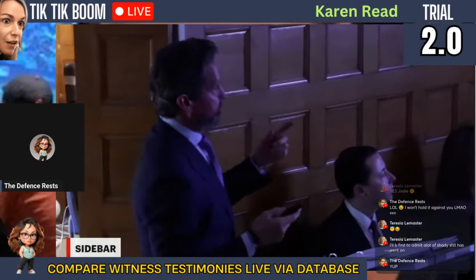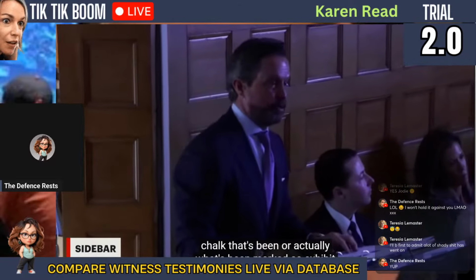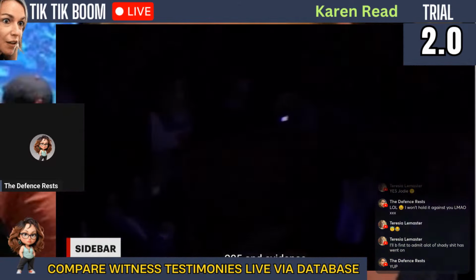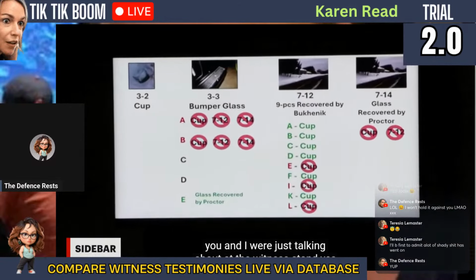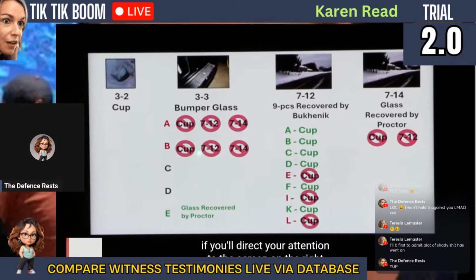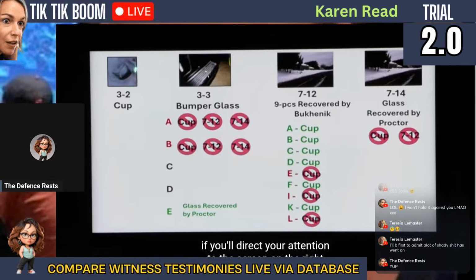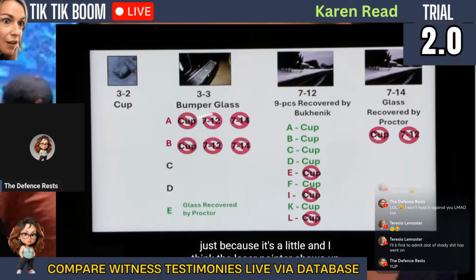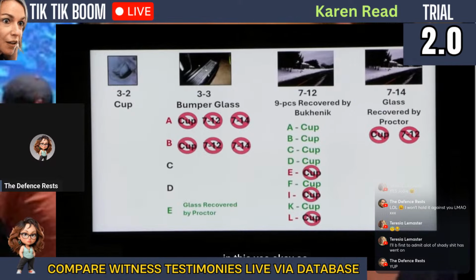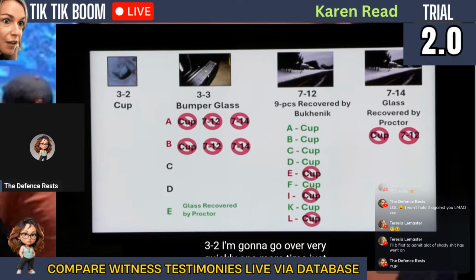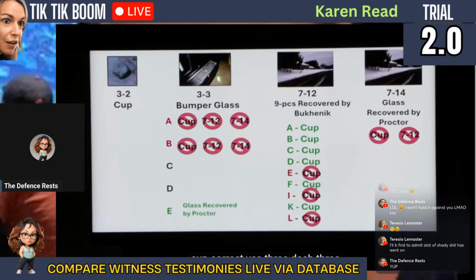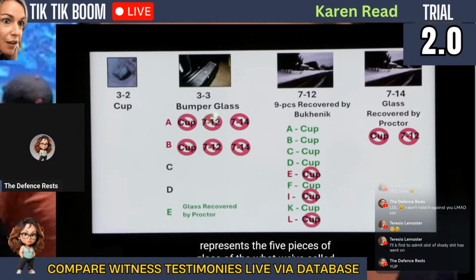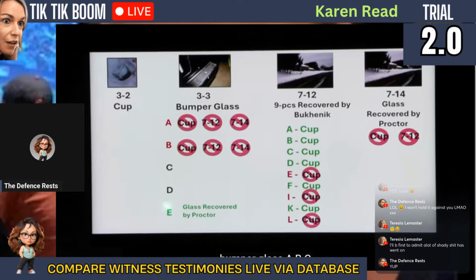Ms. Hanley, you see the chart that's been marked as Exhibit 205 in evidence on the screen? Yes. Is that consistent with what you and I were just talking about at the witness stand? Yes. If you'll direct your attention to the screen on the right, just because it's a little easier and I think the laser pointer shows up a little better. You see the 4 categories represented in this exhibit? Yes. Okay, so 3-2, I'm going to go over it very quickly one more time, just visually. 3-2 on the left is the cup, correct? Yes. 3-3 represents the 5 pieces of glass of what we've called the bumper glass, A, B, C, D, and E, correct? Yes.